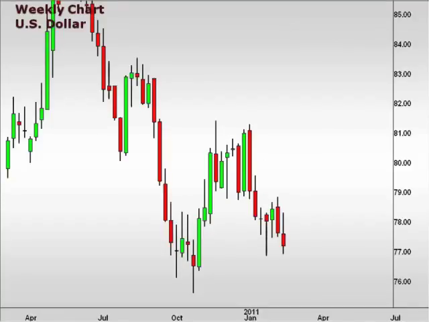As always, let's take a look at a weekly chart of the U.S. dollar index. This is a great way to gain perspective as to how the U.S. dollar has been trading against a basket of currencies.